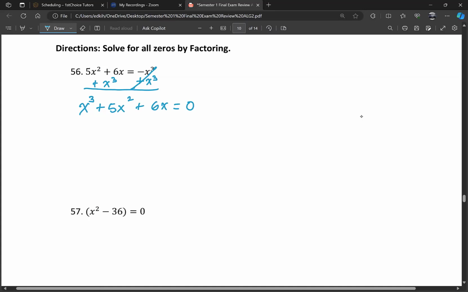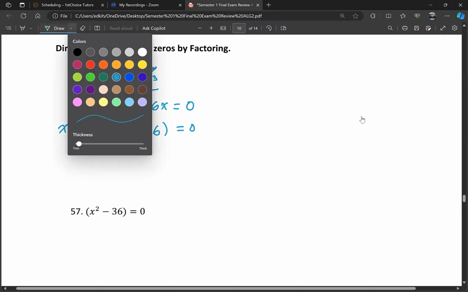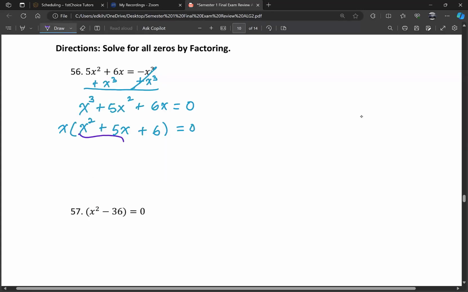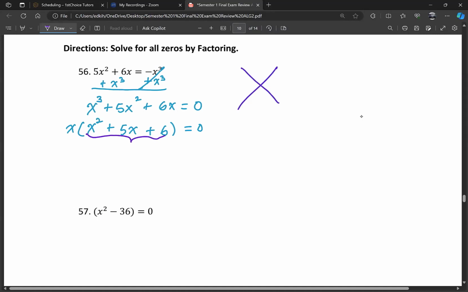Now that we have the equation in the correct form, we can start factoring. Again, always look for GCF first. These three terms have an x in common, so I'm going to take out an x, which leaves us with an x squared plus 5x plus 6. Now you pause here again and you examine what you have. You go, wait a minute, I have a trinomial that is even. So yes, that calls for the x method.